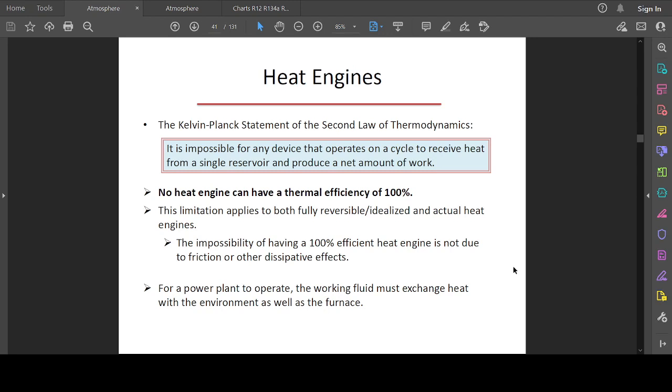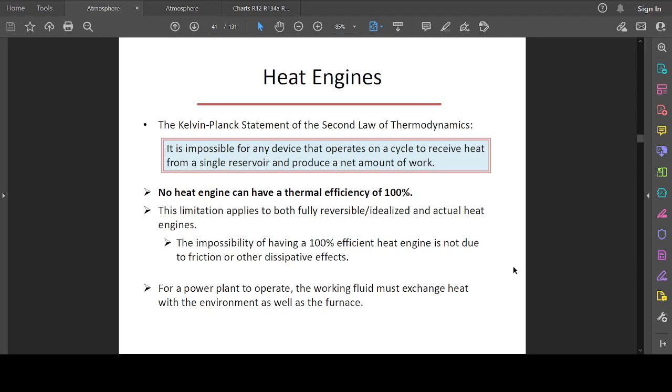The Kelvin-Planck statement of the second law of thermodynamics says that it is impossible for any device that operates on a cycle to receive heat from a single reservoir and produce a net amount of work. With this, we have established that the thermal efficiency of heat engines can never be 100%. They cannot achieve 100%.